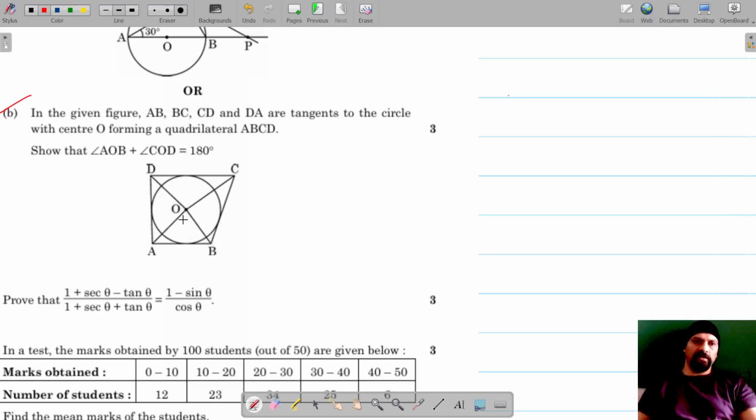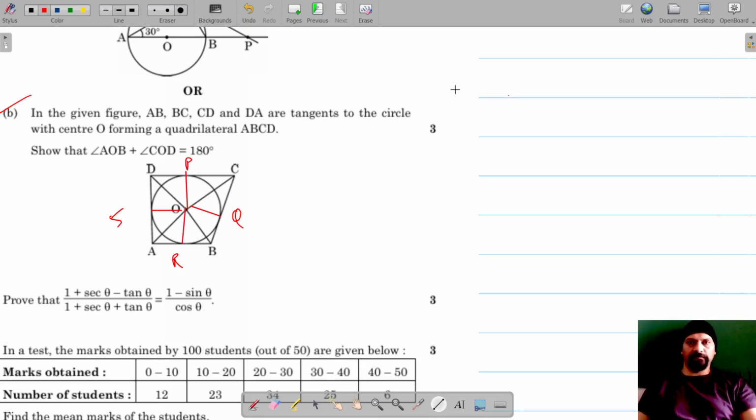So we have to show that this plus this is 180 degrees, and for this we are going to join these, making these a radius. Let the points of contact of the tangents be named P, Q, R, and S, and I'm going to join this. This is OP, this is OQ, this is OR, and this is OS.